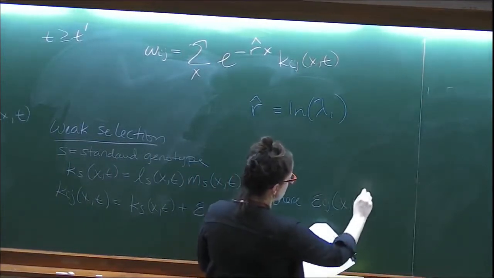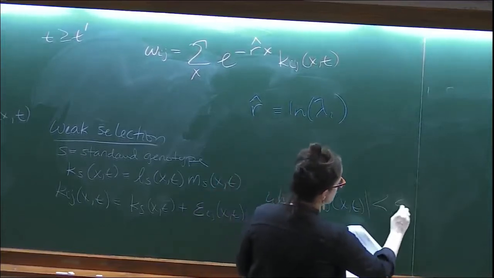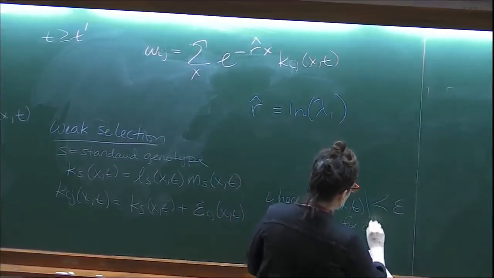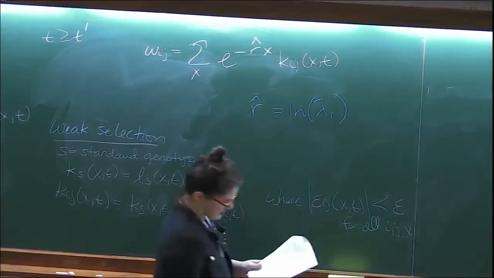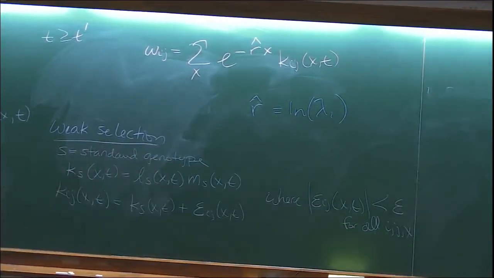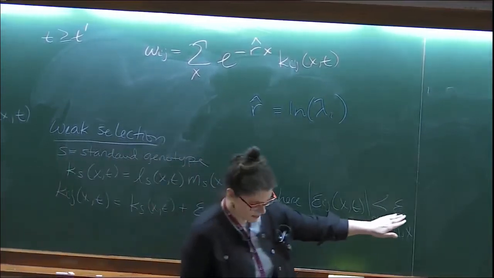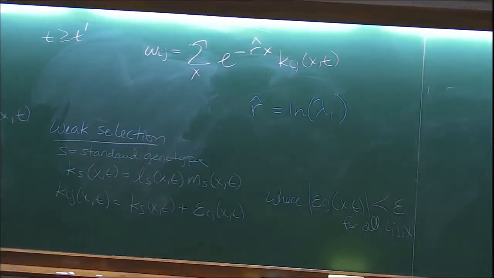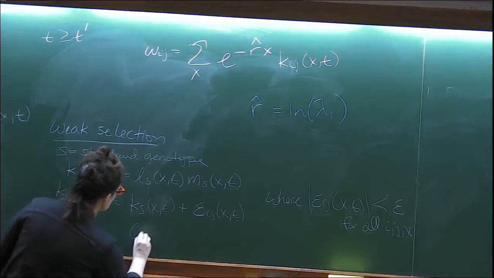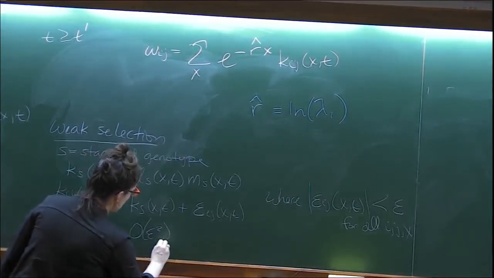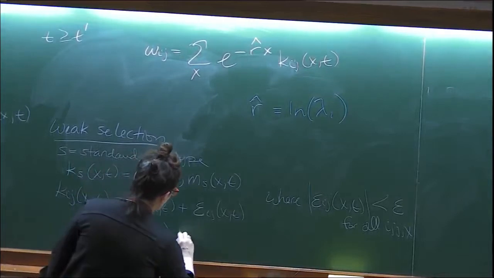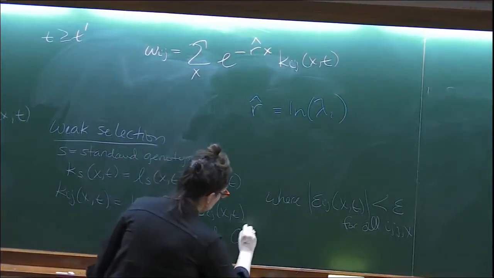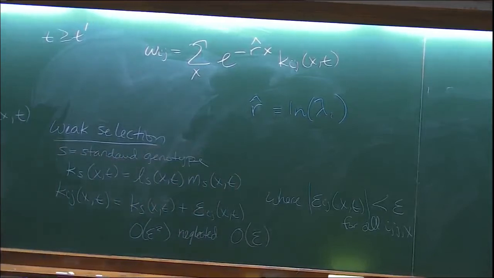Sort of formally, the absolute value of this is less than some small amount, epsilon, for all i, for all j, for all x. This value is a positive number that measures the strength of selection, and it's weak as long as entries of order epsilon squared can be ignored with respect to values of order epsilon. So for everything I'm going to do for the rest of today, I'm going to be assuming this weak selection.